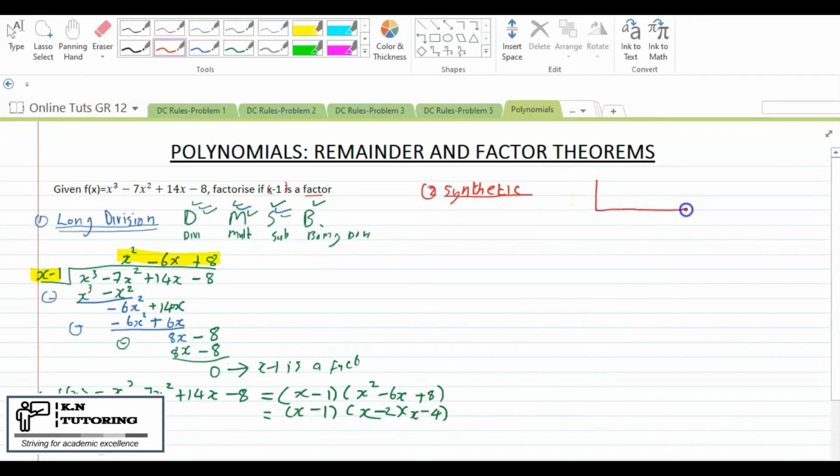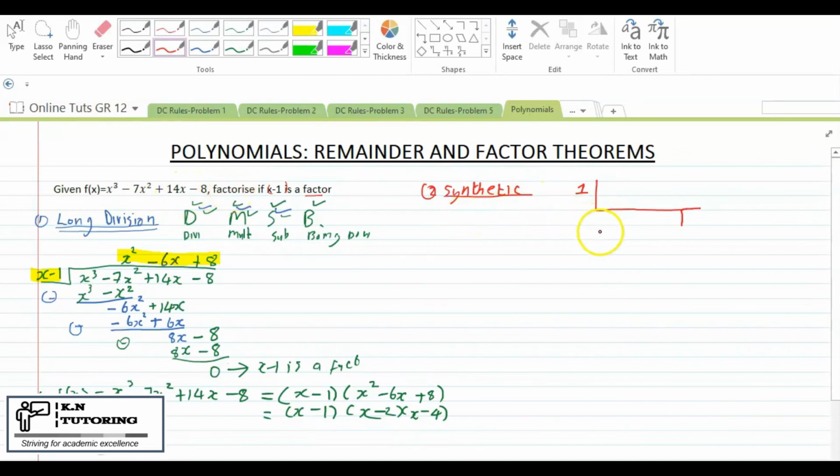I have something like this and that, and here remember x minus 1 is a factor, which means I'm going to use positive 1, because you saw when I substituted f of 1 I get a remainder of 0. So I'm going to use positive 1. I put my positive 1 there. And for this method we are going to take the coefficients of these terms. So the coefficient of x cubed is 1, and of x squared is minus 7, of x is 14, and so on and so on.